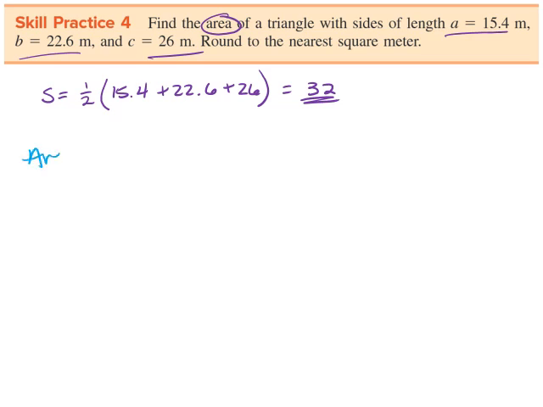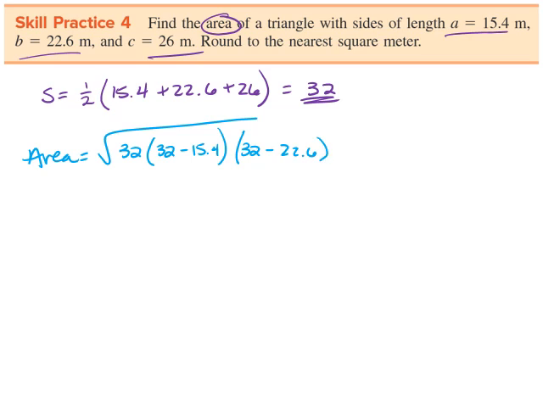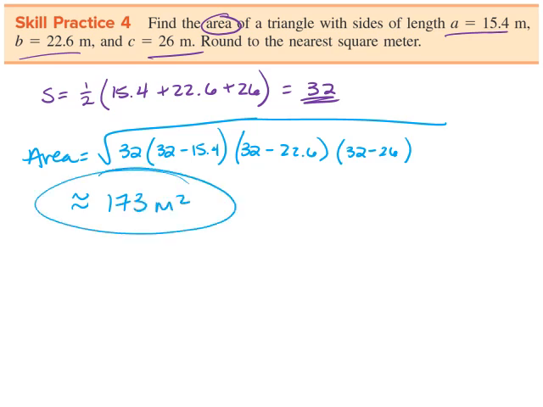So then, to find the area, I'll take the square root of 32 times 32 minus 15.4 times 32 minus 22.6 times 32 minus 26. Plugging this into your calculator, you should have found that the area is 173 square meters. This concludes the information from section 6.3 and chapter 6.